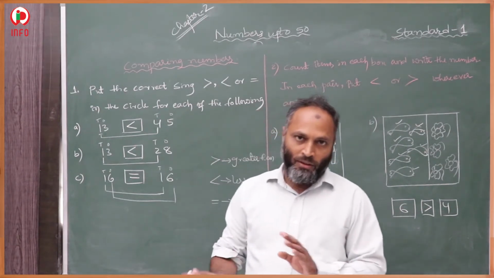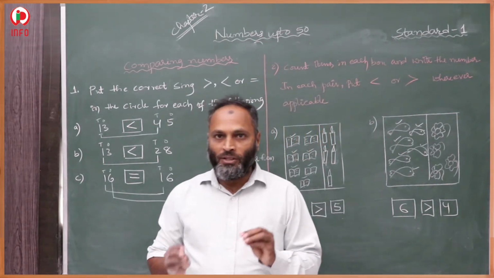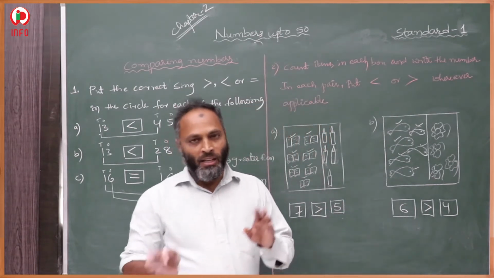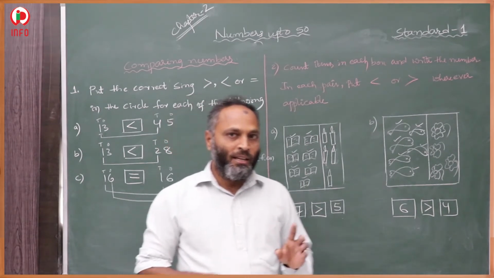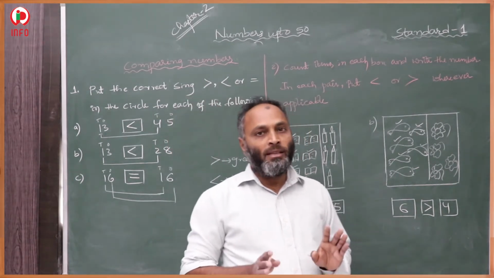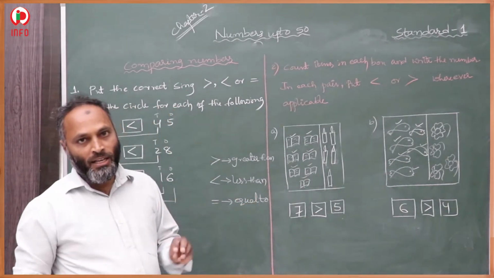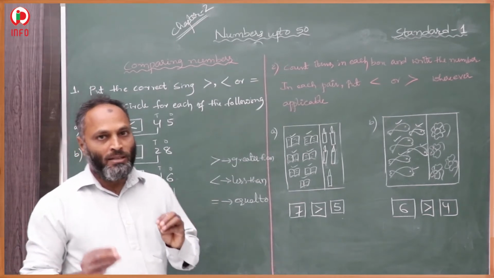In this way we have to compare the numbers. If 2-digit numbers are given, first we have to check the tens digit. Then if the tens digit is equal, we go for the unit digit. In the tens digit, whichever is greater, that number is the greater. In this way we have to compare the numbers, which one is greater and which one is less. Otherwise, if they are equal, then we put the equal sign.